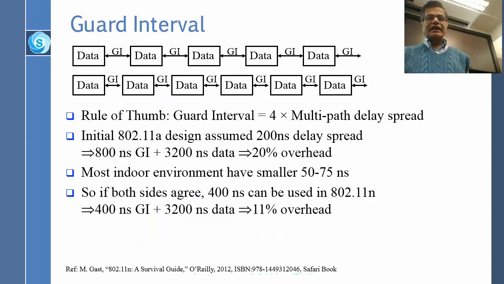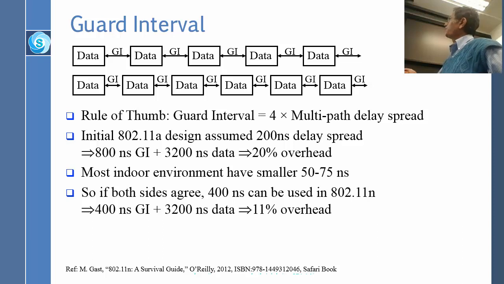All right. Now guard interval. Question was guard interval. Guard interval is between the symbols. You have a data symbol, guard interval, data symbol, guard interval, data symbol, guard interval. So basically, guard interval should be 4 times the multipath delay spread. This is a rule of thumb. So if you are in a small room, the delay spread cannot be that large, and therefore, you can have a smaller guard interval. You can go to your thing and say 400 nanosecond.